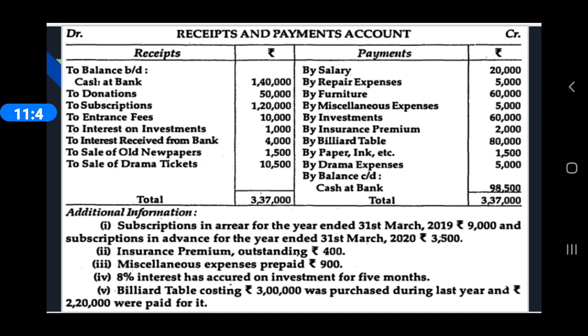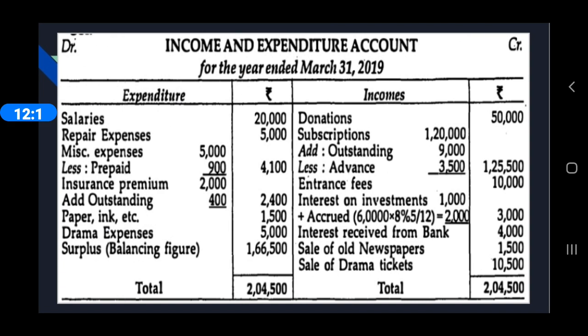Then a billiards table costing 3 lakh was purchased during the last year and rupees 2 lakh 20 were paid for the current year. That means last year we purchased for 3 lakh. For that, now we have paid 2 lakh 20, meaning this is not current year expenses. This is not current year expenses. Okay. Let us convert this receipts and payments into income and expenditure.